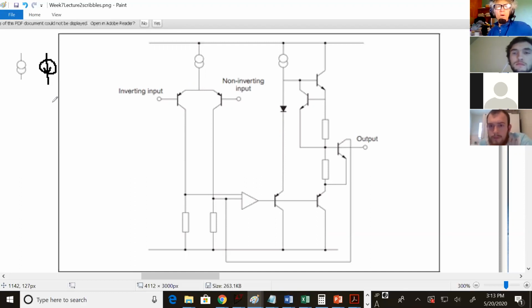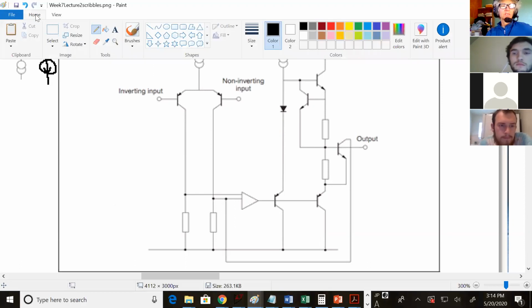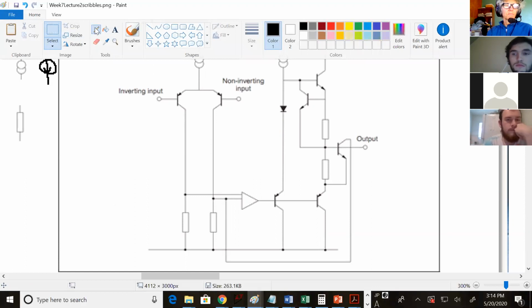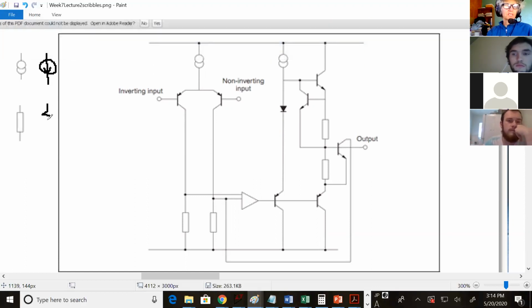Okay. What about these squares? Oh, this is much better. They just represent an impedance. Yeah, in this case, it's usually resistors, but impedance is probably a better answer. I'll draw it as a resistor just because.